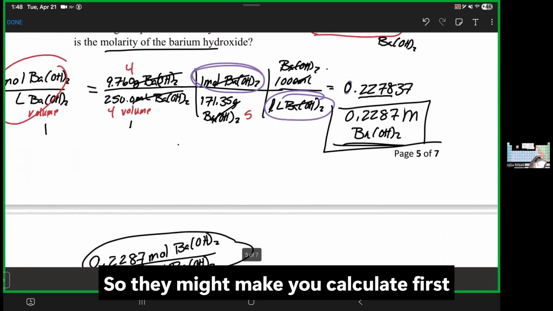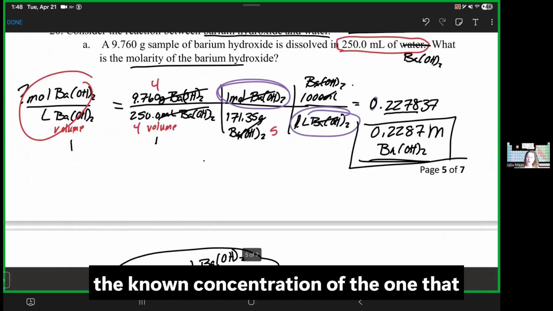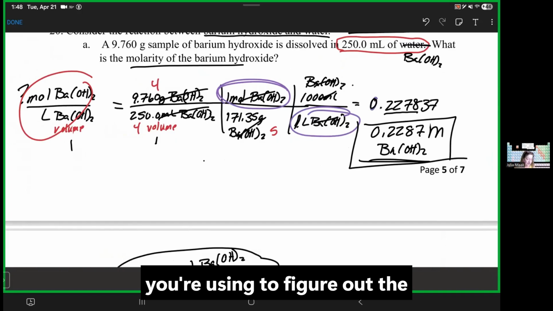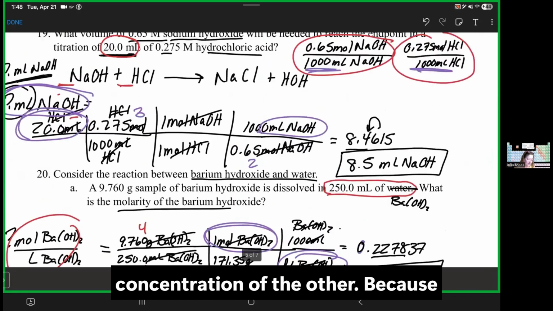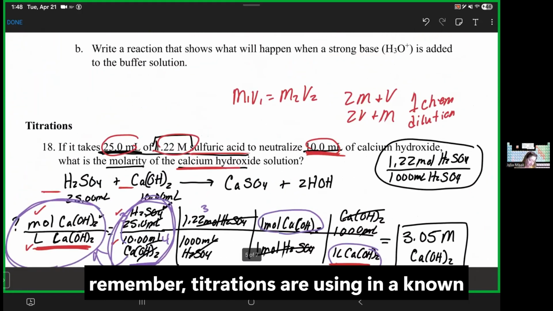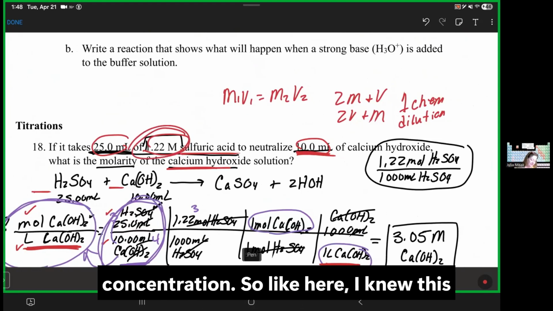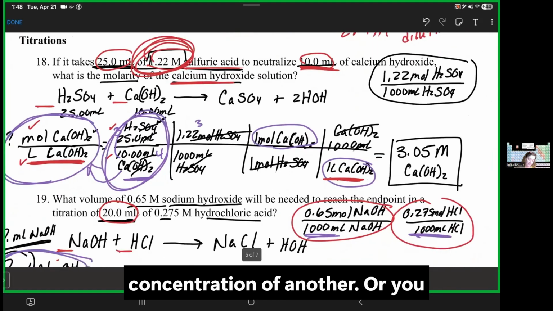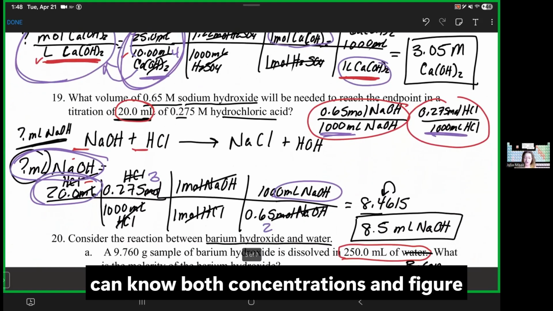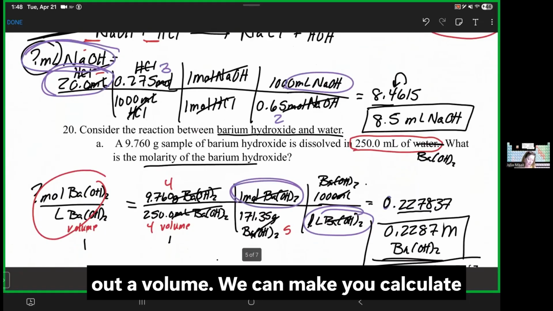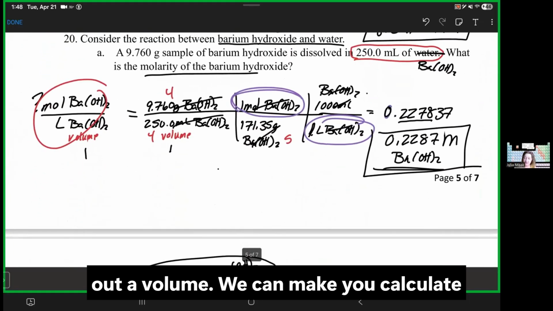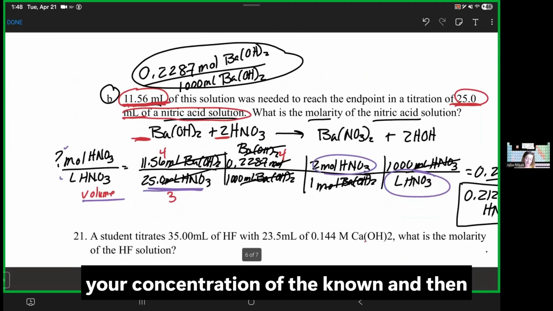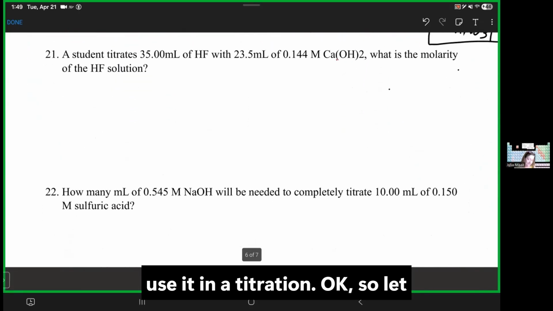So they might make you calculate first the known concentration of the one that you're using to figure out the concentration of the other. Because remember, titrations are using a known concentration. So like here, I knew this concentration to figure out the concentration of another. Or you can know both concentrations and figure out a volume. They can make you calculate your concentration of the known and then use it in a titration.